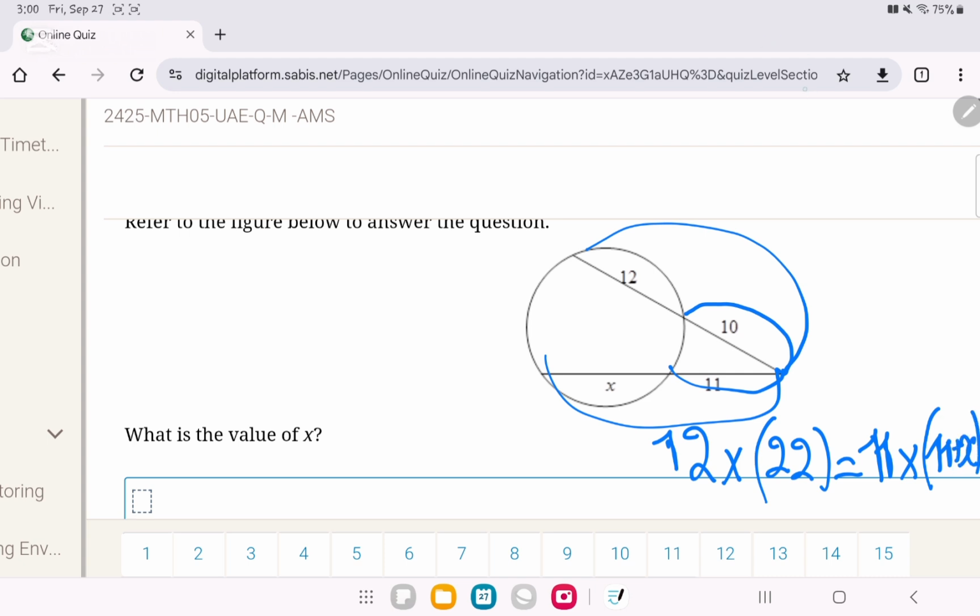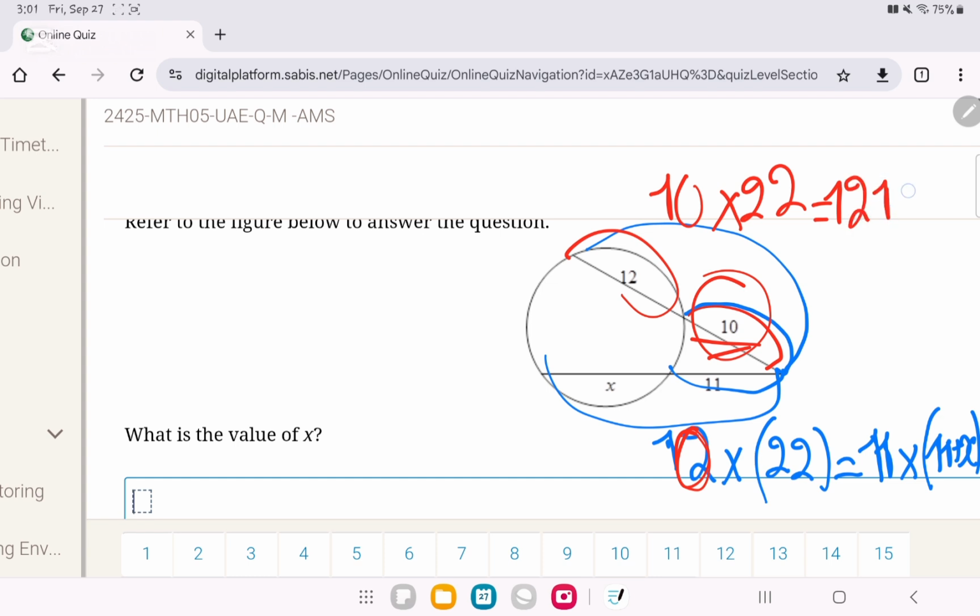Okay? So if we're going to do it even more, we're going to get 10. My bad, here it's 10. We're going to get 10 times 22. Here it's 10. I took this instead of this. I meant 10. So 10 times 22 is equal to 11 times 11, which is 121 plus 11x. So 220 is equal to 121 plus 11x.